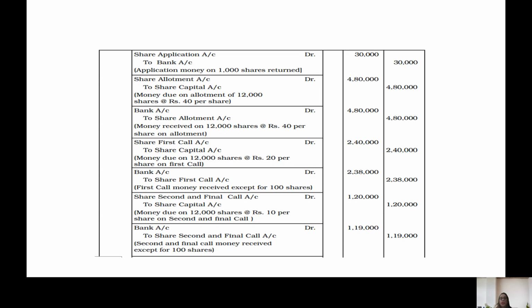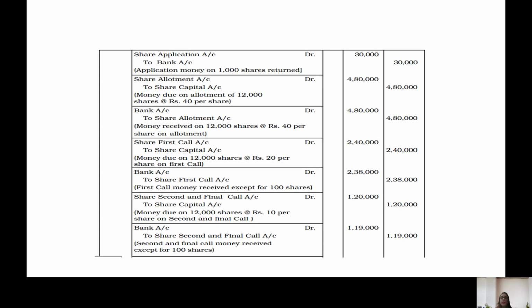Next, allotment money becomes due. Share allotment account debit to share capital account. The money due on allotment of 12,000 shares at the rate of 40 per share, 4,80,000. Then bank account debit to share allotment account on receipt of the allotment money, 4,80,000.